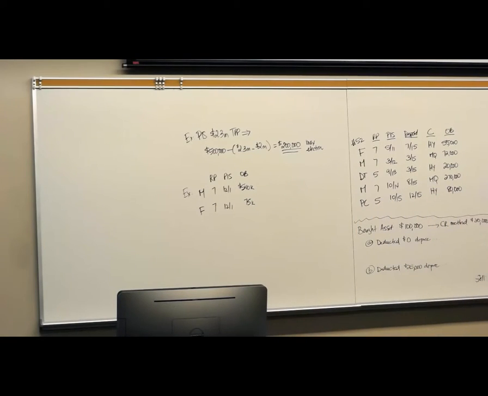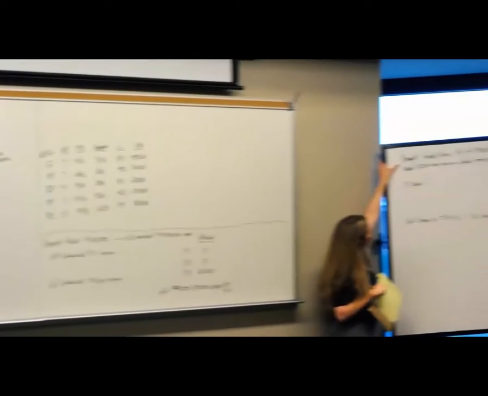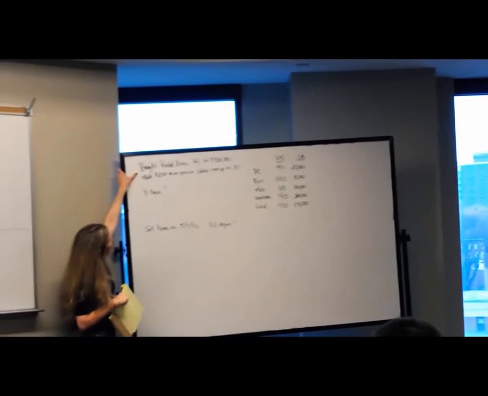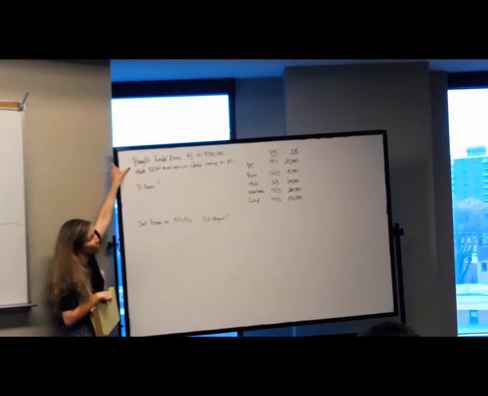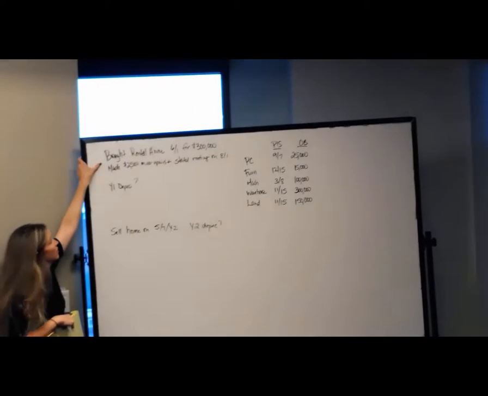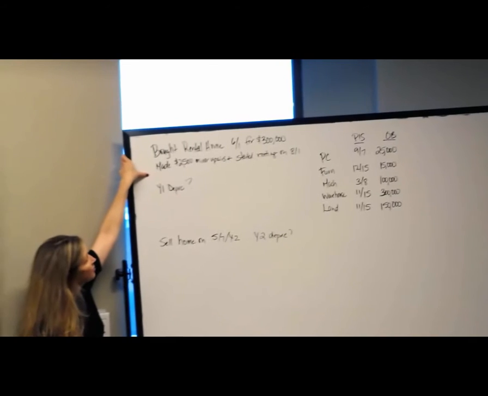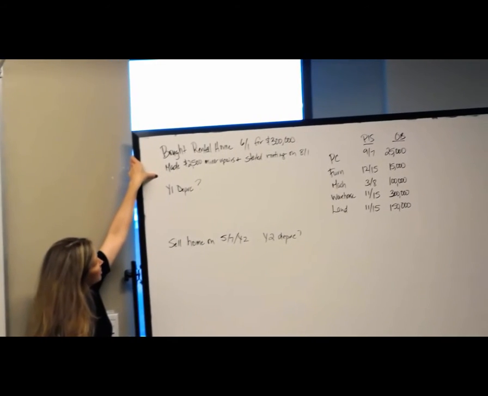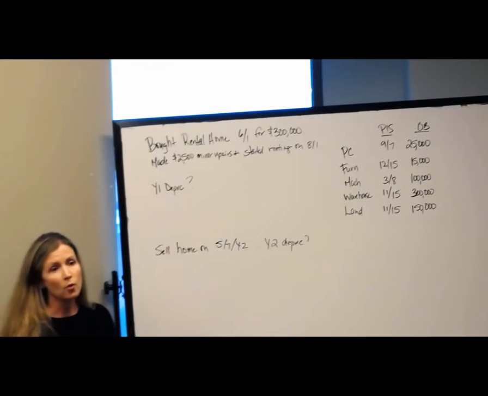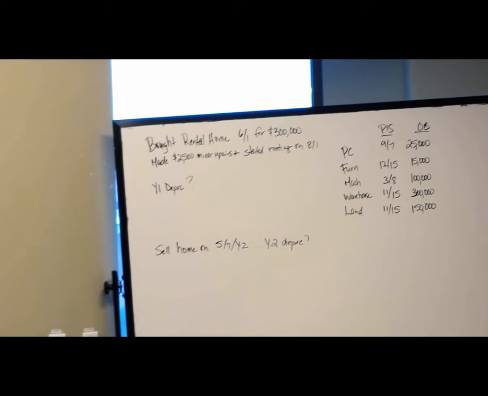So for real property, this is just a little example that we can work through. Let's assume I bought a rental home on June 1st for $300,000. I made $2,500 worth of minor repairs, and I started renting it out on August 1st. I want to know, what is my first year's worth of depreciation? What is my first year of depreciation?